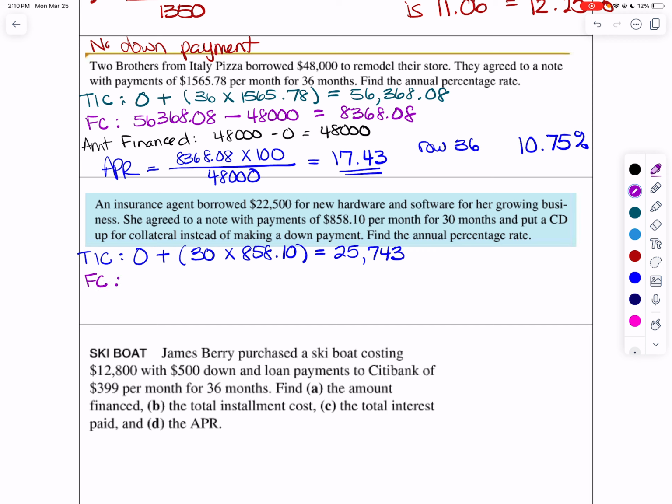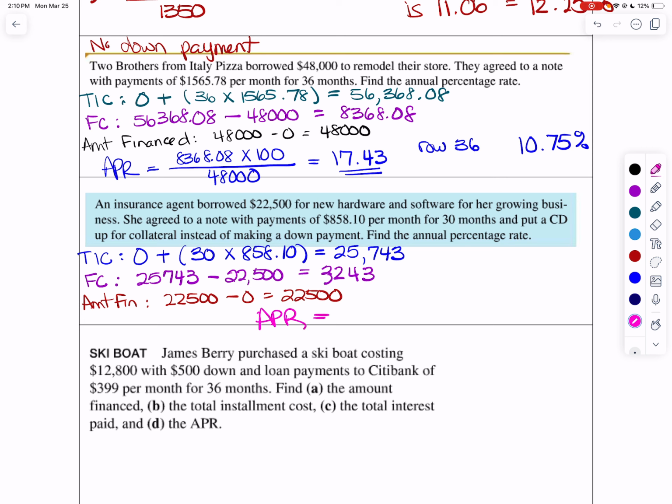Finance charge is that number minus $22,500. So the finance charge comes out to be $3,243. The amount financed is what they borrowed because they didn't put anything down. And so now we can find the APR. So the finance charge, $3,243 times 100 divided by what they borrowed. And that comes out to be $14.41.